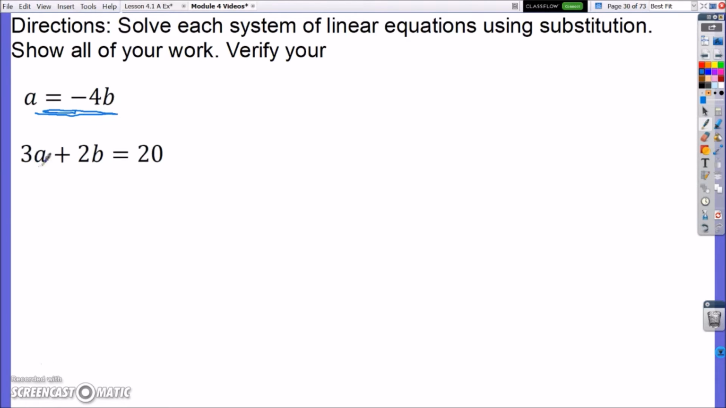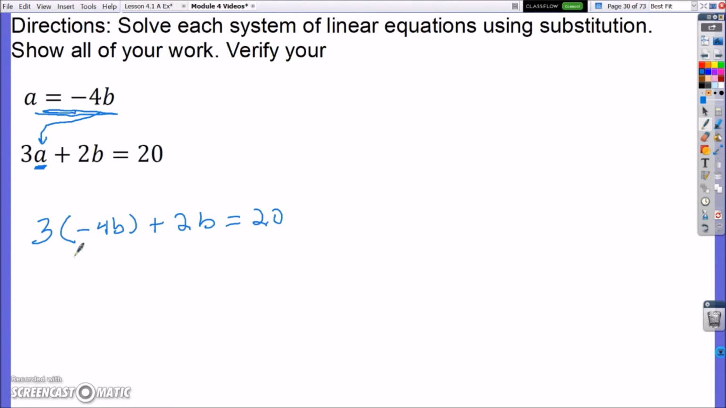So what I do now is look down at the other equation and ask, do I see an a anywhere? And I do, I see 3a. Now I know what that a equals, because a equals negative 4b. So I'm just going to plug in that negative 4b for that a. So I still have 3 parentheses, and instead of that a, I'm going to write negative 4b, plus 2b equals 20. Notice that my new equation has no a values. There's only one variable, which is a positive b.